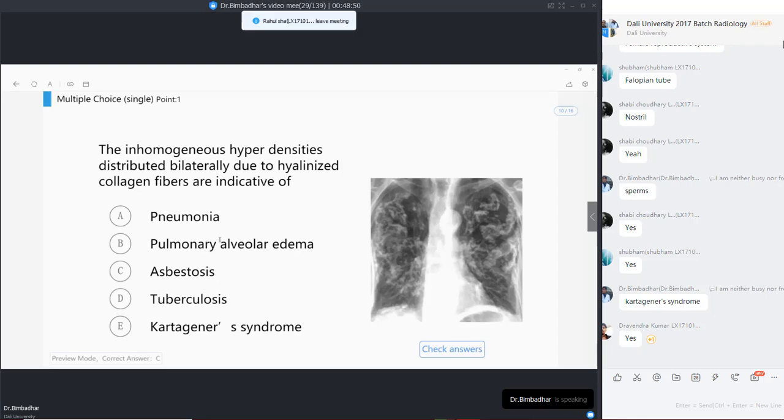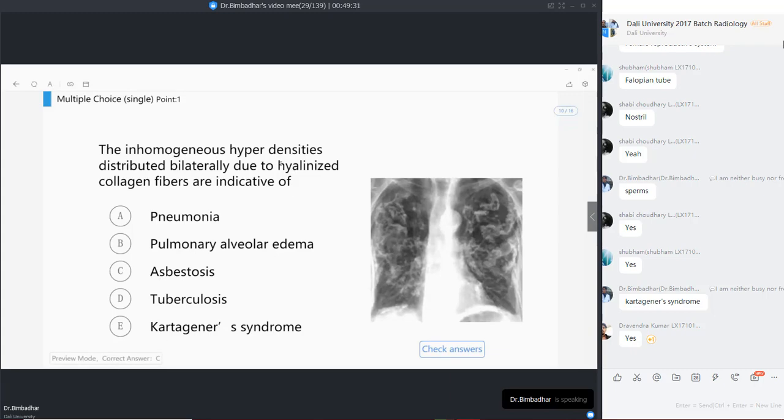Pulmonary alveolar edema will be showing up as bat wing sign. Pneumonia will be showing up as consolidation. So these are not homogeneous densities. All of them are not homogeneous densities. This is a homogeneous density. This is an inhomogeneous density, but it is not all over diffuse, and they are hyperdensities, but not due to hyalinized collagen fibers. If it is happening because of hyalinized collagen fibers, yes, it will be because of asbestosis. And if it is happening because of ciliary dysmotility, it is happening because of pulmonary cystic fibrosis. So then you will be choosing cartilaginous syndrome.